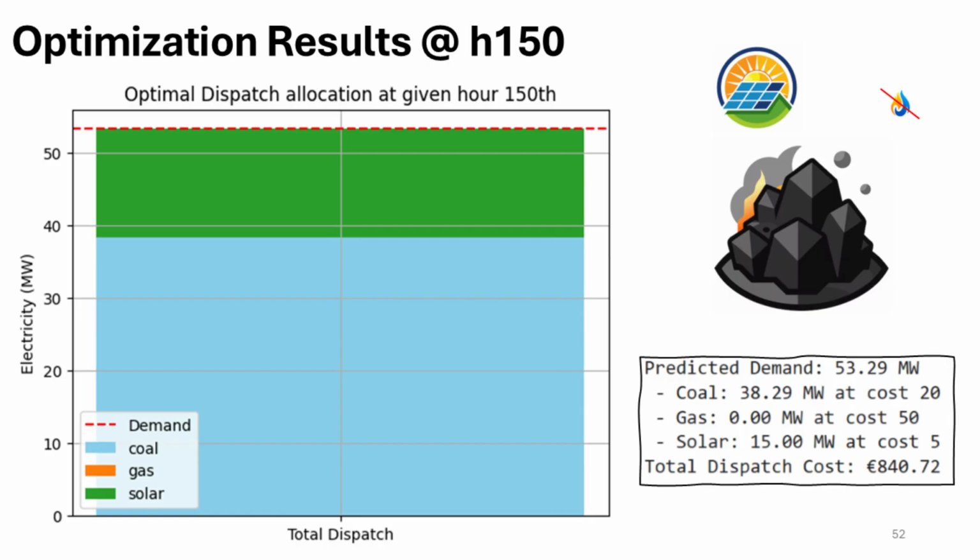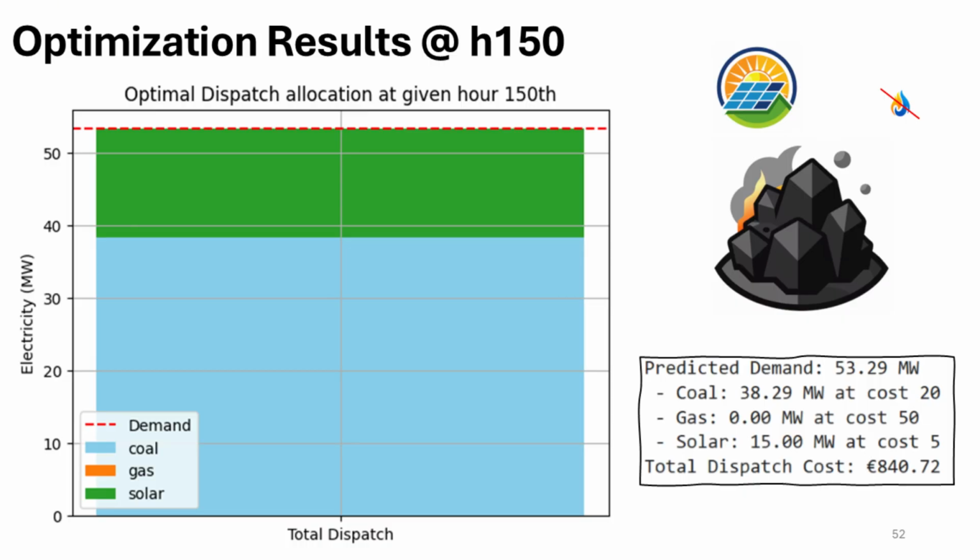We have reached the final result of our end-to-end pipeline. This slide visualizes the optimal dispatch allocation for hour 150, where our Gurobi optimizer has translated mathematical constraints into a concrete operational plan. The stacked bar chart on the left shows exactly how the load is being met.